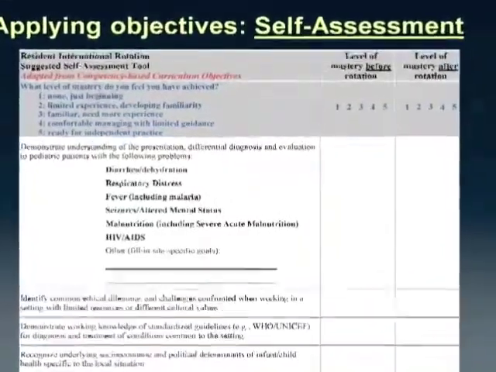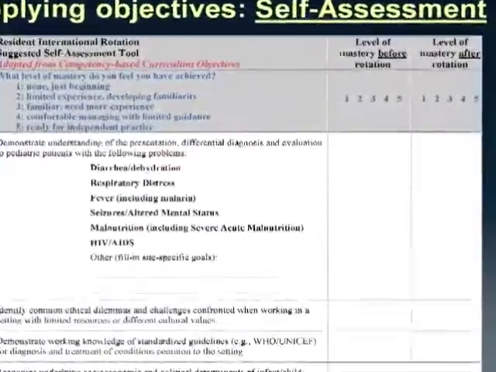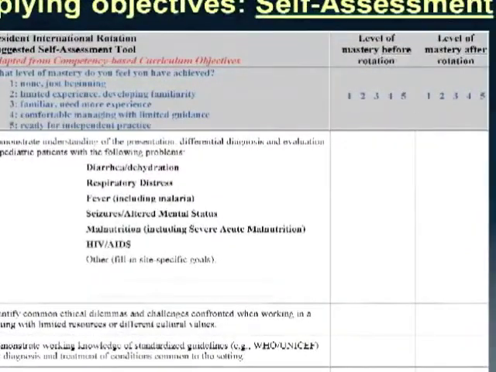And so the application of these learning objectives to resident self-assessment has actually been carried out by the National Children's Pediatric Program that generated this 5-point validated scale for measuring what they were calling level of mastery for residents to quantify their change in confidence level both before and after international rotation.